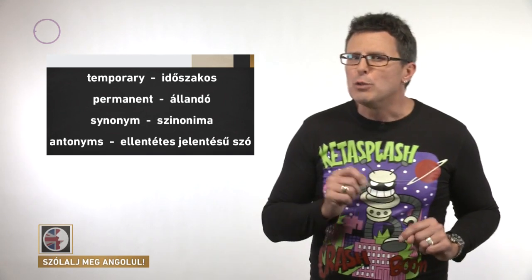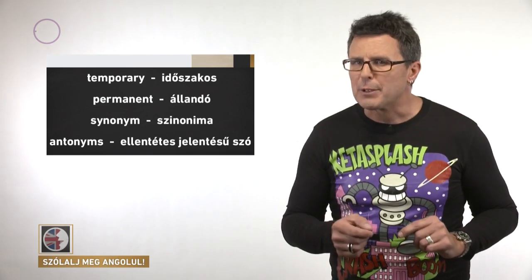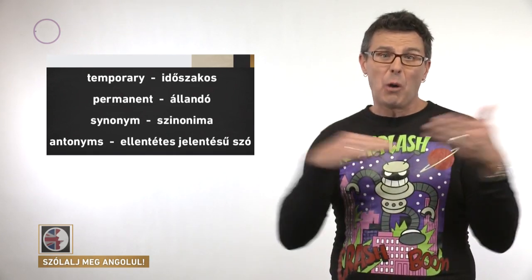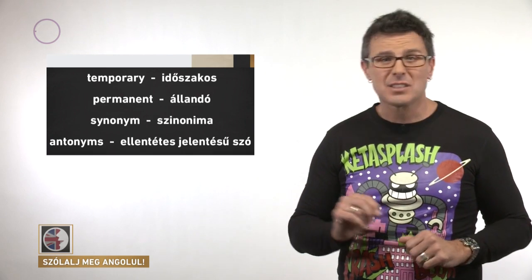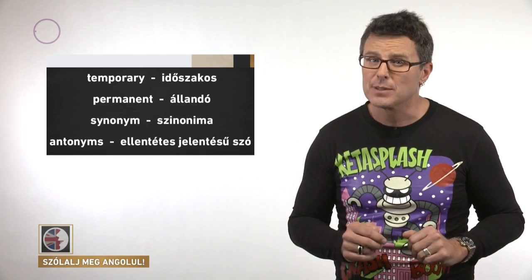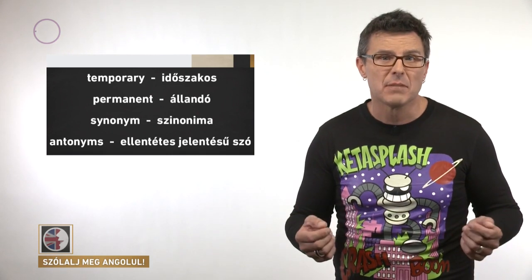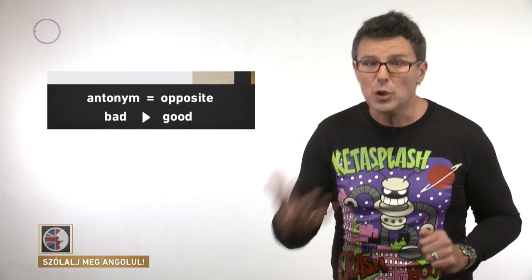Do you know those two words, temporary and permanent? They're adjectives with opposite meanings. They're not synonyms, they're antonyms. An antonym is another word for opposite. The antonym for bad, for example, is good.